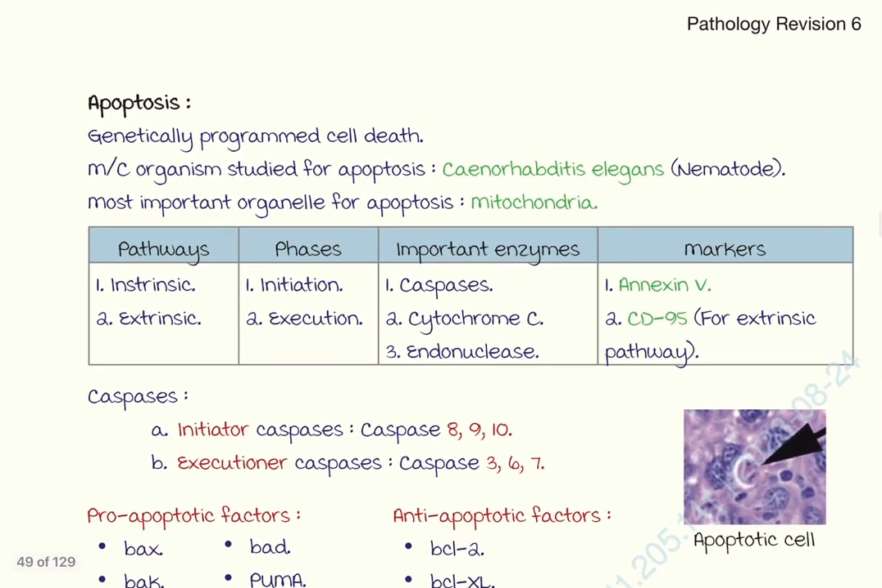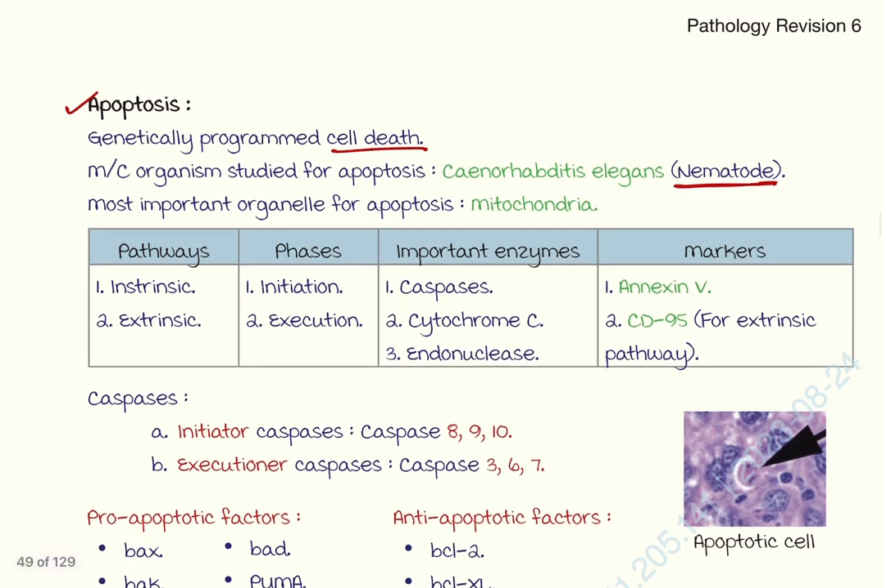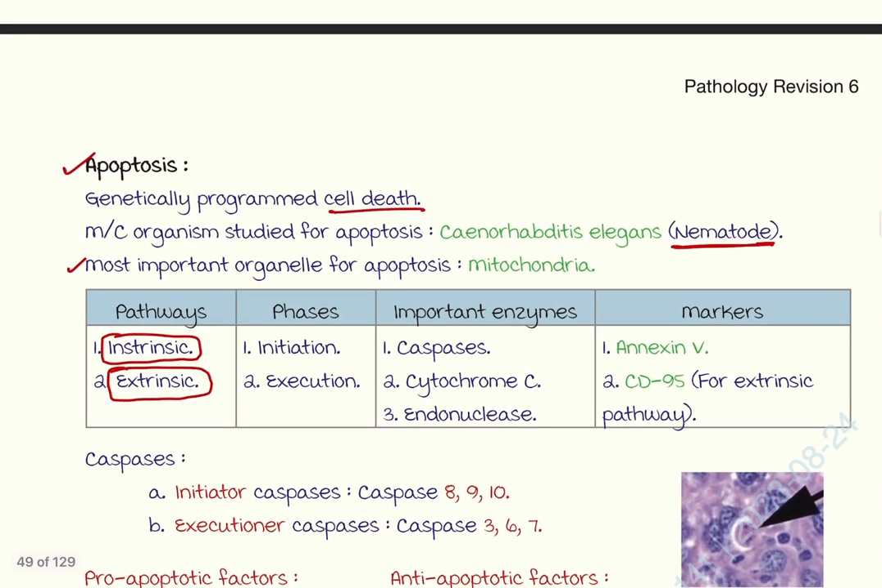Okay, next we'll be discussing apoptosis. Apoptosis is a genetically programmed cell death, very important, and the most common organism where it is studied is a nematode, that is important. Now, the most common organelle affected is mitochondria. I already mentioned two pathways: intrinsic pathway and extrinsic pathway. And I told you apoptosis happens in 3 phases. What are the 3 phases? You have initiation.